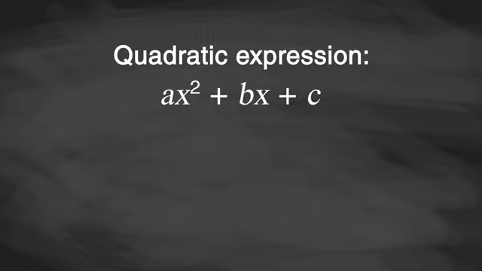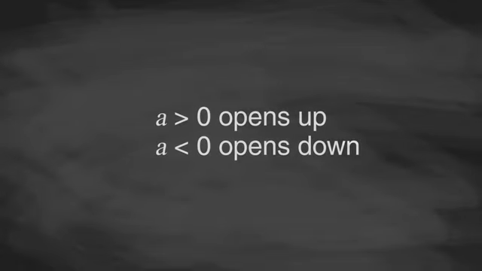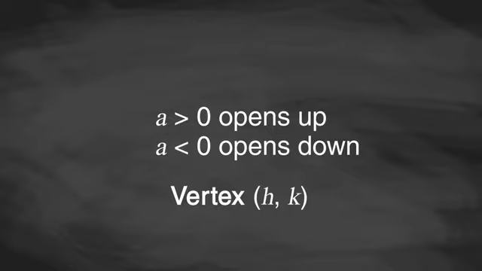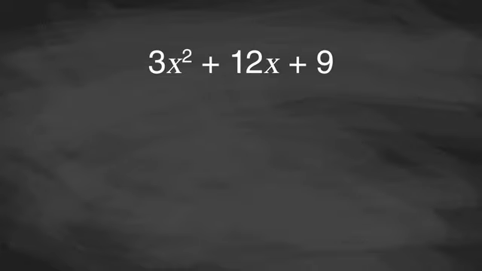The benefit to rewriting quadratic expressions in vertex form is that you can interpret a lot about the graph of the quadratic. In vertex form, the a value describes the direction of the opening of the graph. The h value is the x value of the vertex, and the k value is the y value of the vertex. How could you rewrite 3x squared plus 12x plus 9 in vertex form?